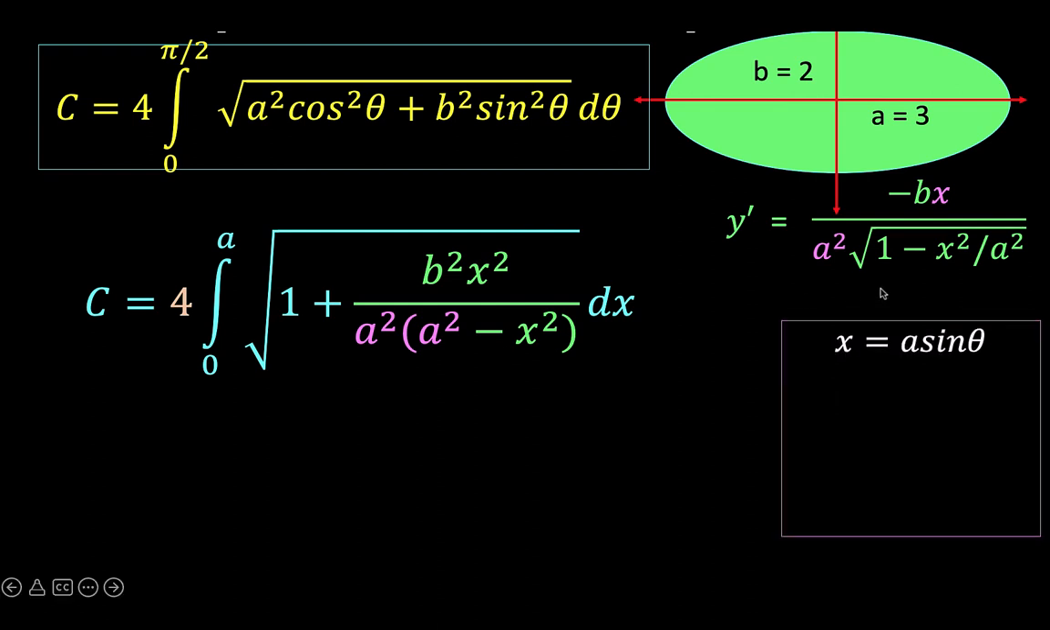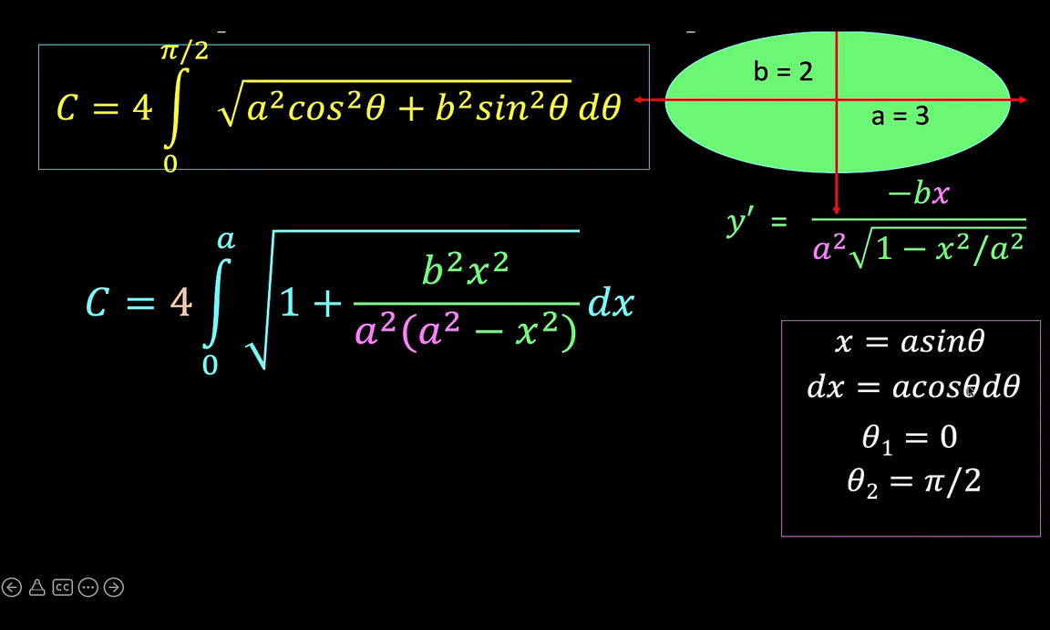So we let x be equal to a times sine theta. Then it follows that dx over d theta is equal to a times the derivative of sine theta, which is cosine theta. And writing as dx, we have dx equals a cosine theta d theta. Then for our limits of integration, we are here at the first quadrant. We start at this angle, which is 0, and stop here, which is pi over 2.